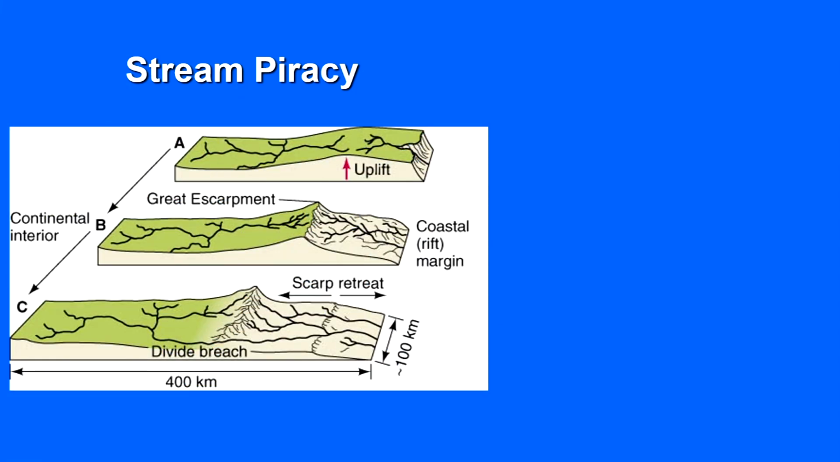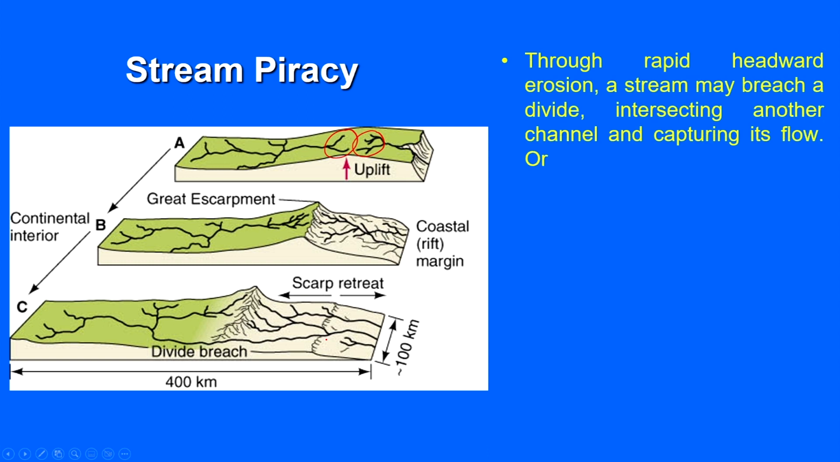Stream piracy again is a common process which one can come across in any area, and this is basically because of the headward erosion of the drainage evolution. So, time will come when one of the drainage basins will breach the divide, and you will see that the whole drainage has been taken up by one of the drainage systems. And that is what we call stream piracy.